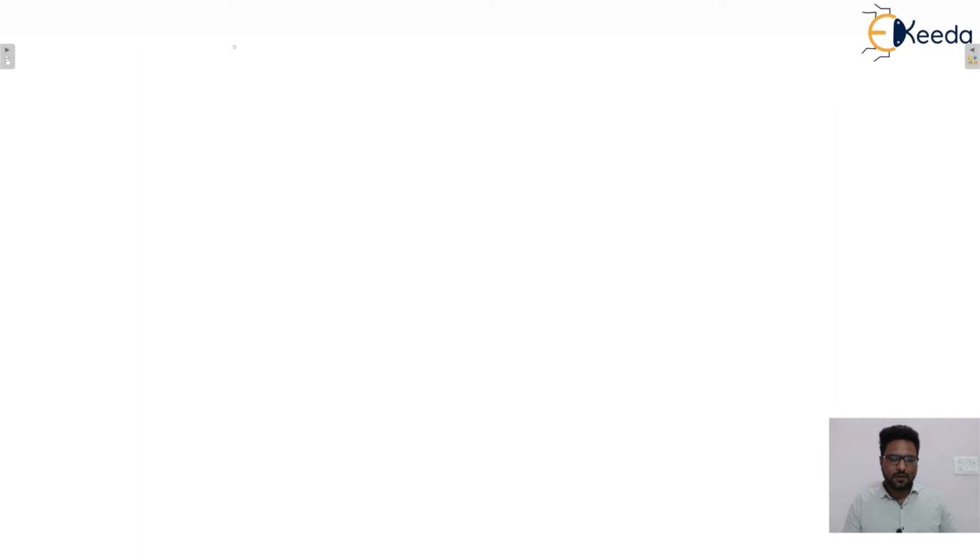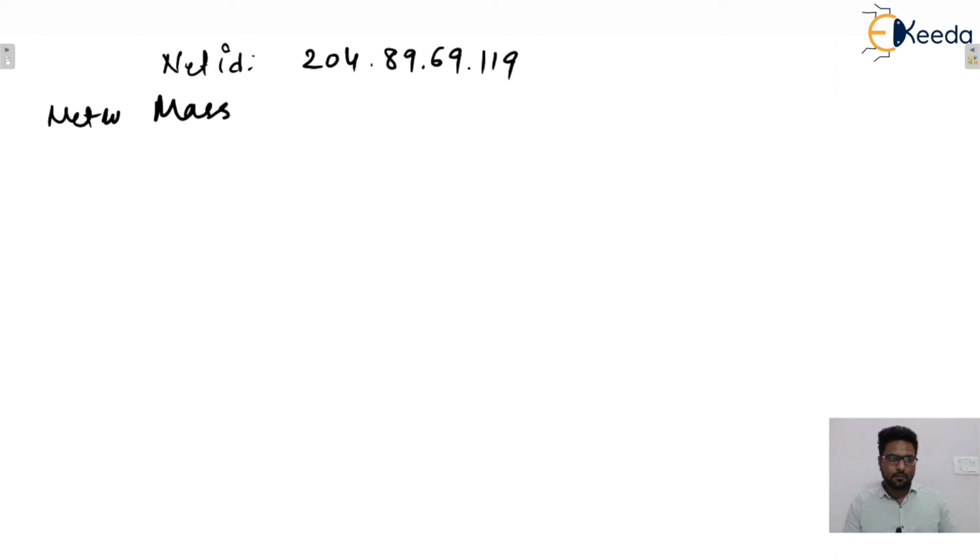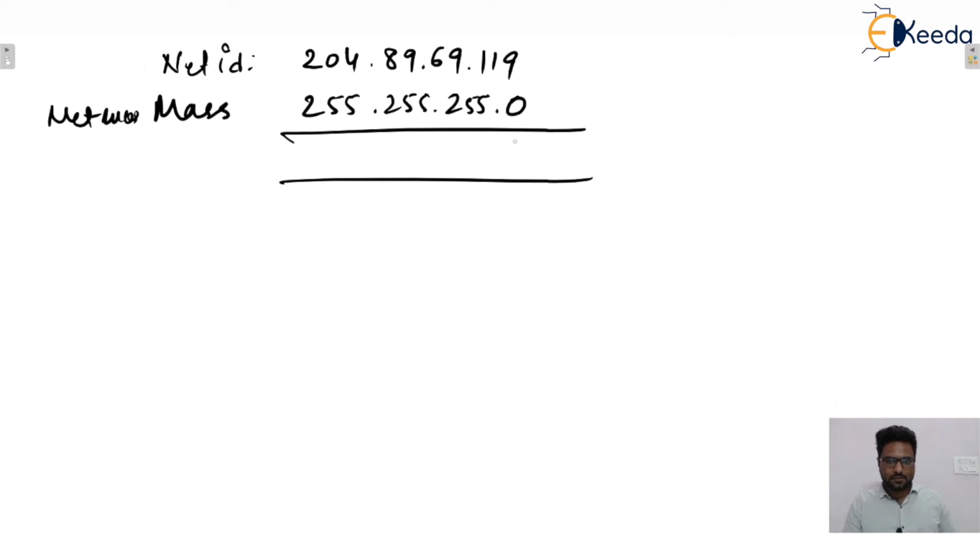yes, in this particular example, if we talk about the network ID, what will be the network ID? The IP given to you is 204.89.69.119, and the network mask will be what? The network mask for class C will be 255.255.255.0. So perform the bitwise AND. So we can say that 204.89.69.0, that will be the network ID, isn't it?